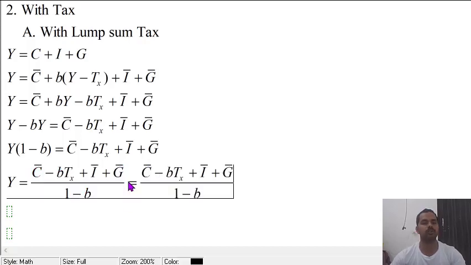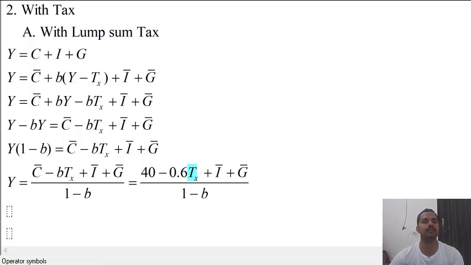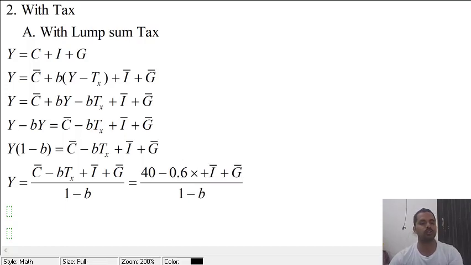For example, suppose the value of C is given as earlier, 40, and b is 0.6, and let taxation be 20, so b will be multiplied by 20, that is 0.6 into 20. In place of investment we have 60, and in place of government spending we have 50, and here we will have 0.6.